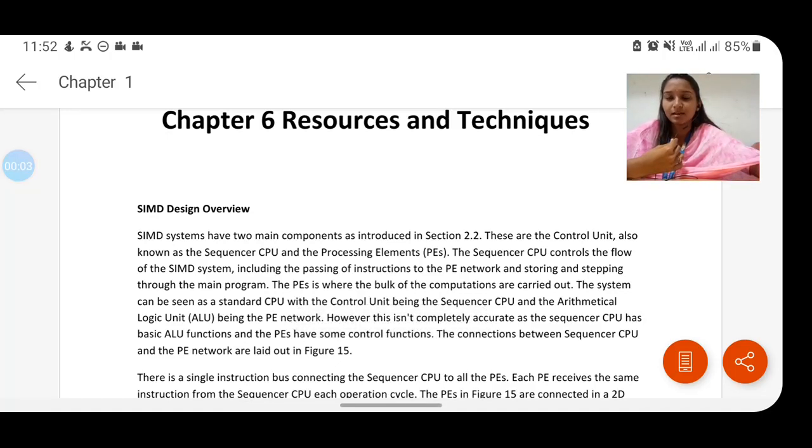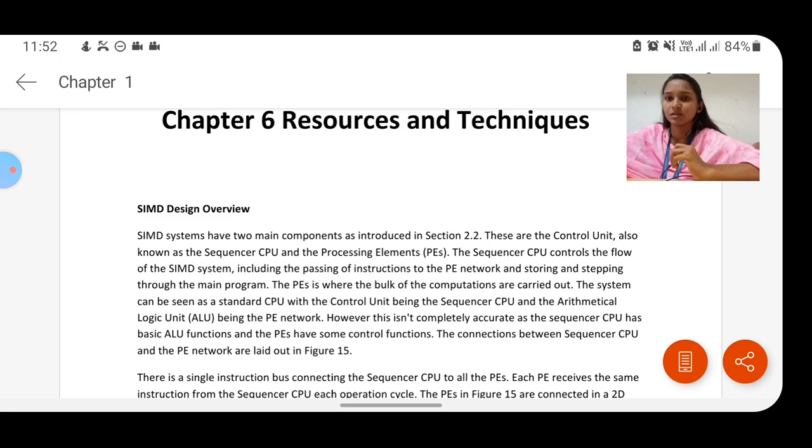Resources and techniques. SIMD design overview. SIMD systems have two main components, as introduced in section 2.0. These are the control unit, also known as the sequencer CPU, and the processing elements. The sequencer CPU controls the flow of the SIMD system, including the passing of instructions, the PE network, and storing and stepping through the main program.